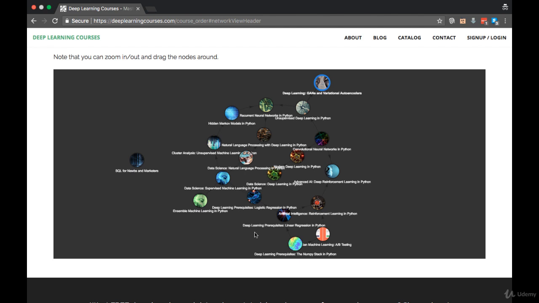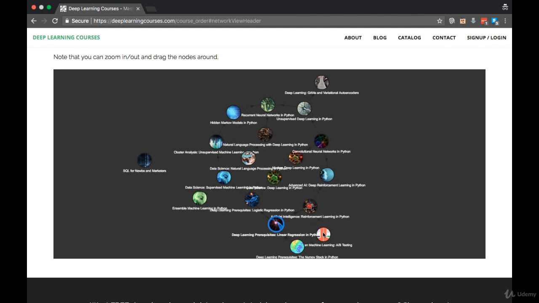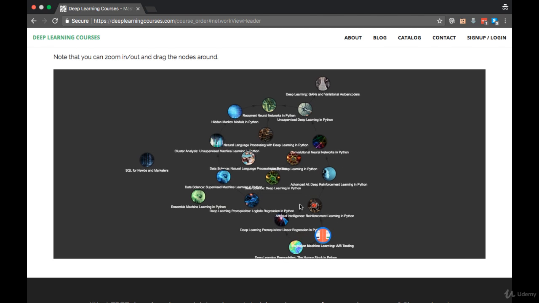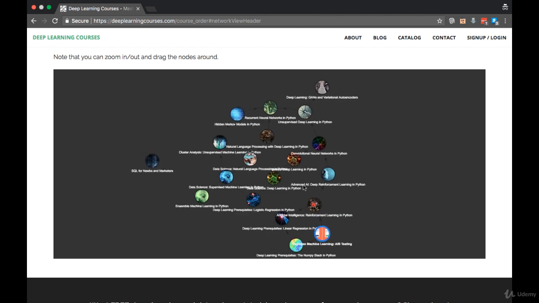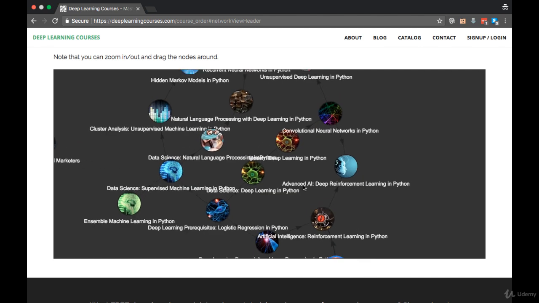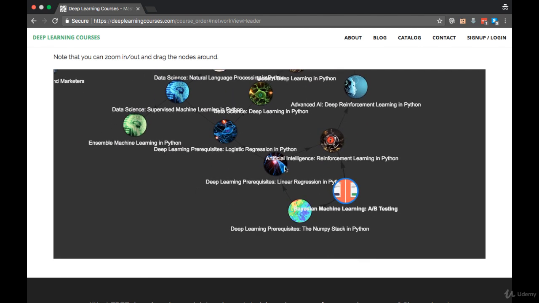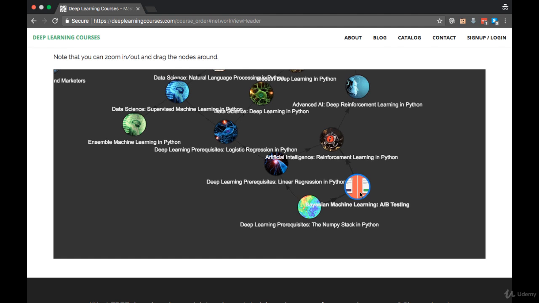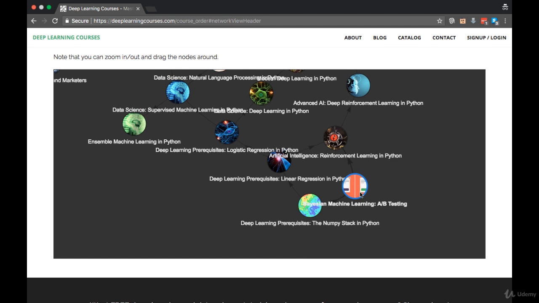So let's start with what's coming out of NumPy. You'll see that there are 2 links. One goes to linear regression, and one goes to Bayesian machine learning A/B testing. And by the way, you can zoom into this graph, so that's what I'm going to do right now. Okay, so here's linear regression, here's Bayesian machine learning. So while NumPy goes to both of these courses, I'd actually strongly recommend linear regression as the next step.